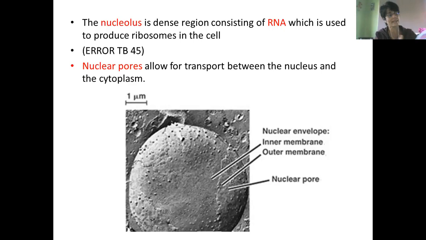Now, I've said there's an error on page 45. It might be crossed out in your books already. Above this diagram, there's an error. I'm just going to read it out. It says, when the cell is not dividing, the chromosomes relax. In other words, the chromosomes uncoil into a tangle of chromatin material. Please cross out "which forms a nucleolus." The chromatin does not form a nucleolus. That just doesn't make sense at all. And then the rest of the sentence is fine.